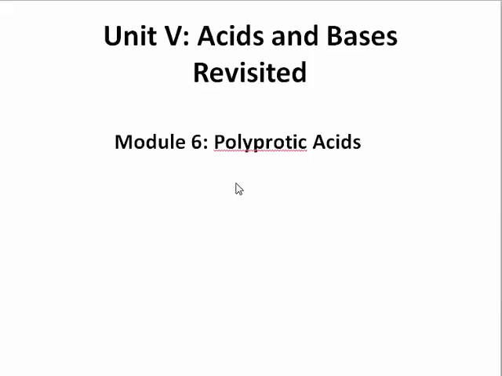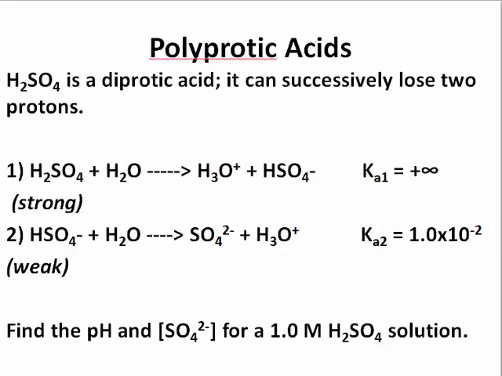This is the lecture for Module 6 of Unit 5. Unit 5 is on acids and bases, and Module 6 concerns polyprotic acids. You may remember polyprotic acids from your first general chemistry course.